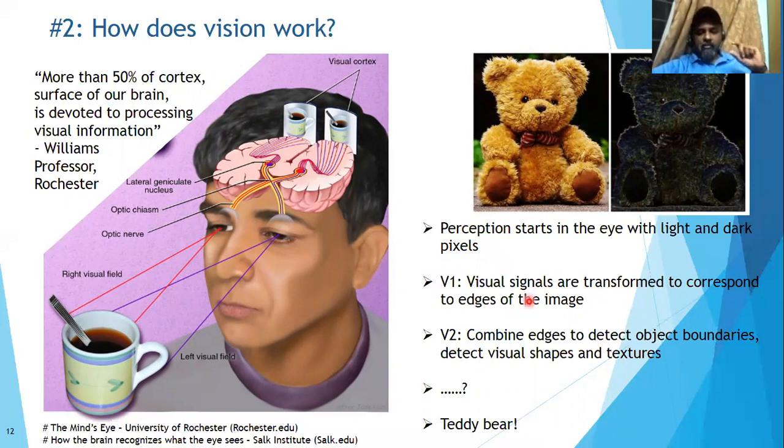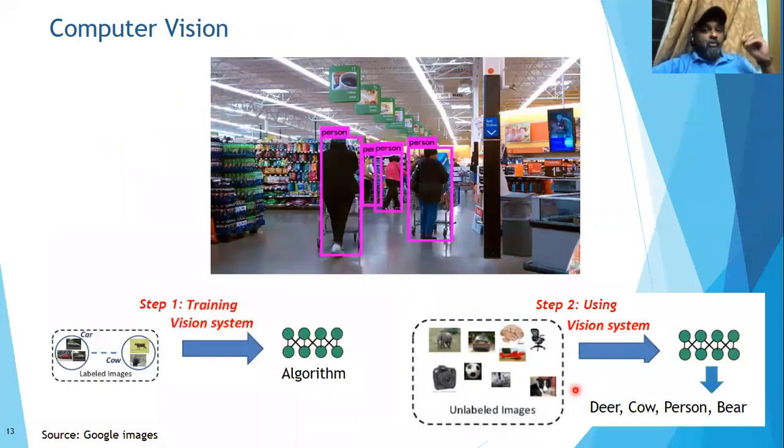And in the brain, from what I understand, there is a section of the brain called V1, where these visual signals are broken down to detect edges. And such edges are then brought to a place called V2, where these edges are combined to create boundaries, to understand texture. And then several other such transformations later, voila, we are able to see the object as a teddy bear. That's how human brains work.